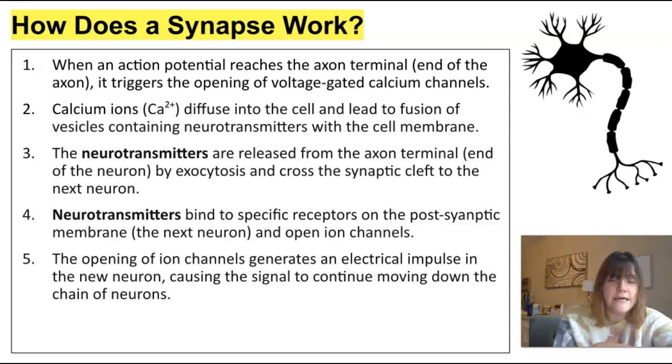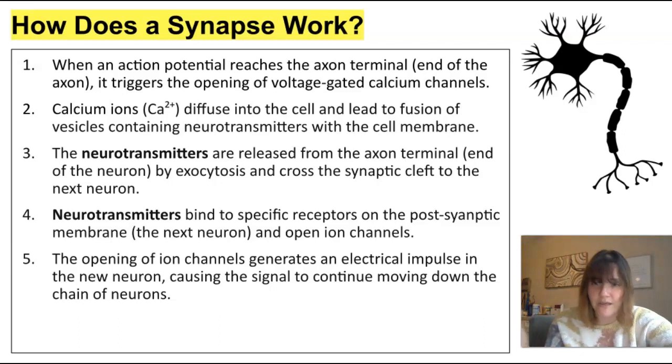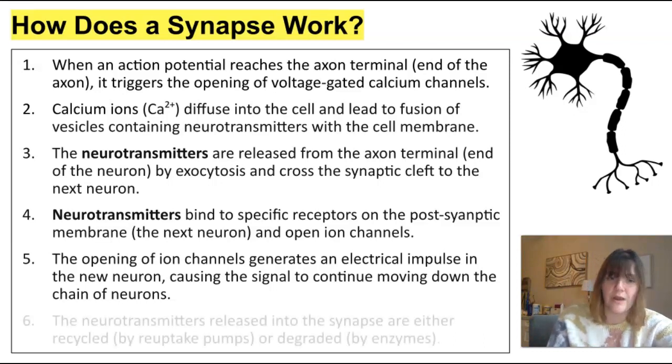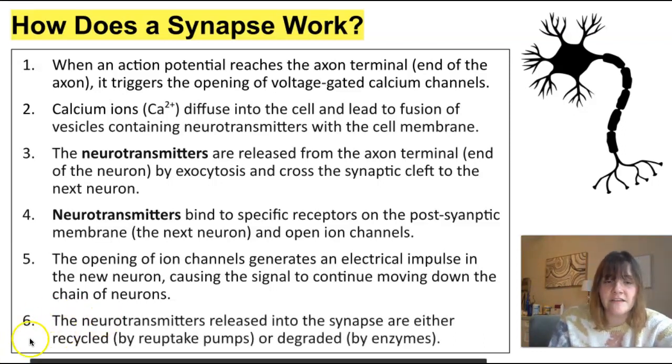It's going from an electrical signal to a chemical signal that crosses the synapse, back to an electrical signal, then back to a chemical signal, crosses the synapse, then back to an electrical signal. And it just is a continued chain of reactions until that signal reaches where it needs to go, which is usually the brain. And then last but not least, the neurotransmitters that were released into the synapse are either going to be recycled by what we call reuptake pumps, or degraded, meaning broken down by enzymes.